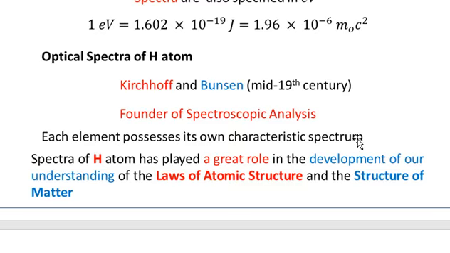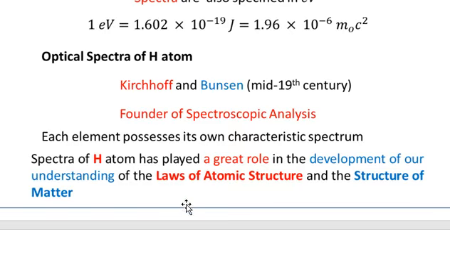So for example, a few wavelengths at the maximum can match, but most of the wavelengths emitted by a substance would be different from those of the emissions of the other atoms. So we can say that the full spectrum is of course a distinct spectrum of an atom from an element. Each element possesses its own characteristic spectrum. The spectrum of the hydrogen atom has played a great role in the development of our understanding of the laws of atomic structure.